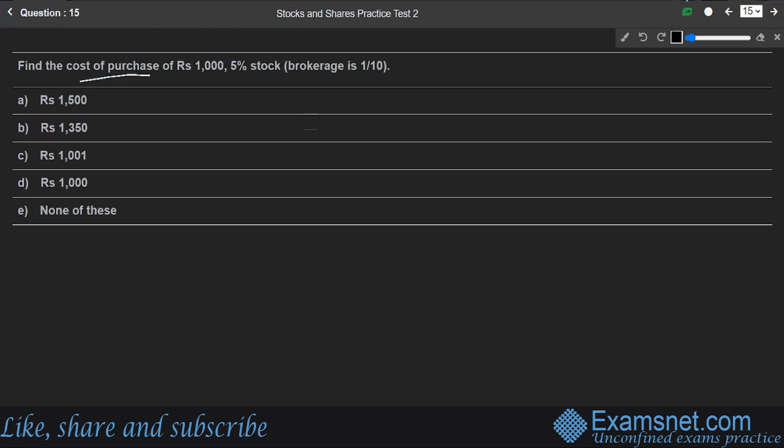Now it says, find the cost of purchase. So we have a direct formula for cost of purchase, whenever all the things are given. So of rupees 1000, since this 1000 is nothing but the amount or the investment, at 5% stock. This 5% stock is the dividend percentage, which is not in the formula. Brokerage is given as 1 by 10. Let us use the formula of cost of purchase directly.